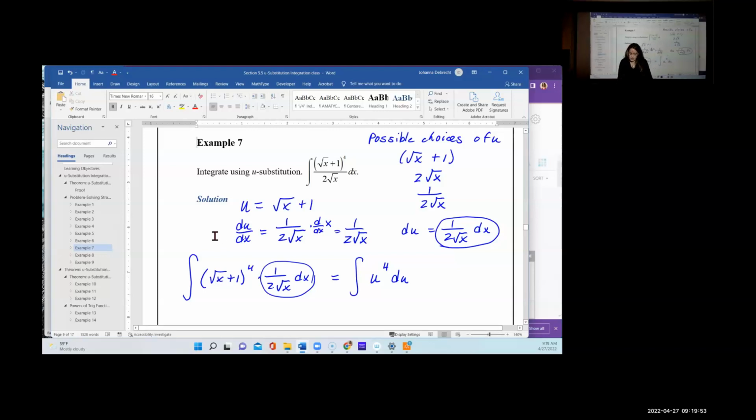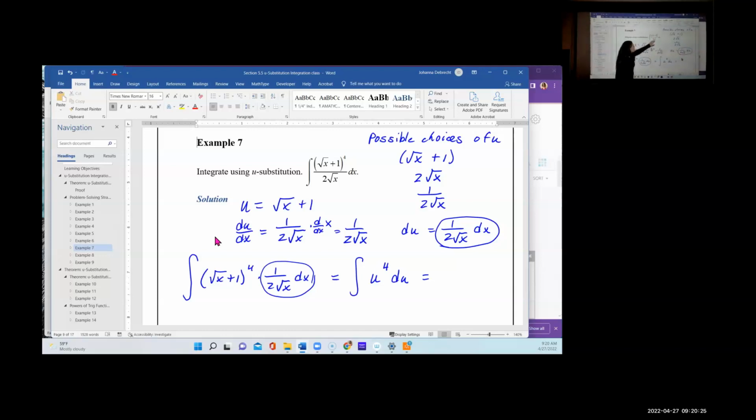So there are different ways of approaching these. I got lost right there. You got lost? Let me go back over it again. So what I did was I took the derivative of both sides of u, which gave me 1 over 2 the square root of x, chain rule times the derivative of what's under the radical, which is just 1. And then I took the dx and I moved it to the other side. So I got du equals 1 over 2 square root of x dx.